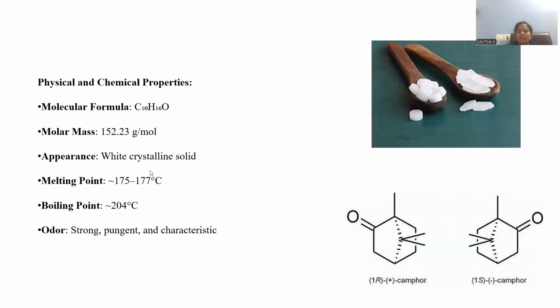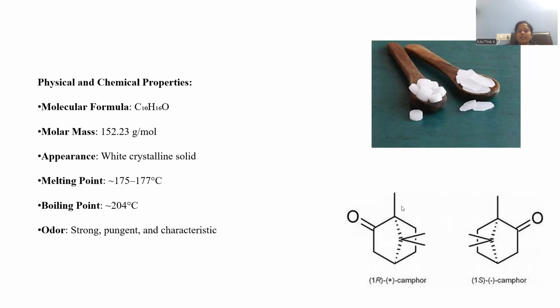Now some physical and chemical properties of camphor are mentioned. The molecular formula is C10H16O, an oxygenated hydrocarbon. Two isoprene units are combined, so it is a monoterpene. If you observe, one 6-membered ring is there, and another 5-membered ring is also there. That is a condensed ring system.